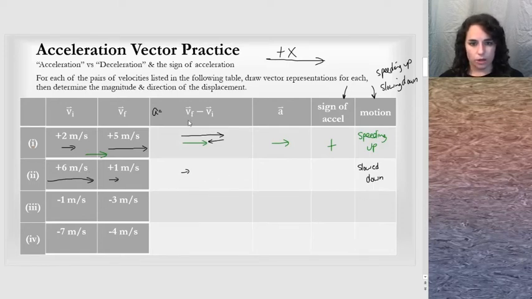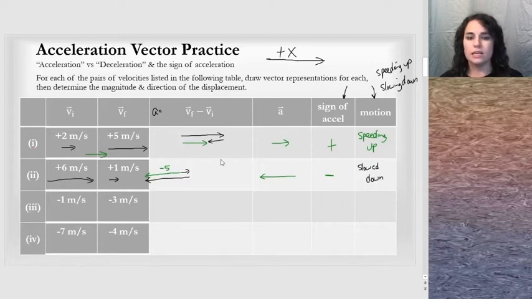So v final is plus 1. V initial, I'm subtracting it, so I have to go minus 6. And so the acceleration, the change in velocity, is minus 5. Do you see that? Minus 5. And so the sign of the acceleration is negative, and we can see that it slowed down. Okay. Again, pretty satisfied.